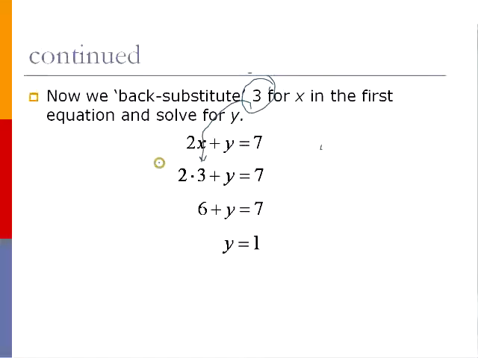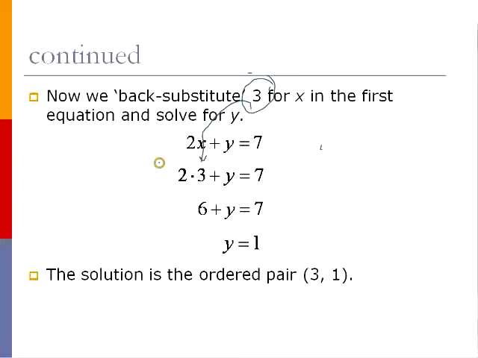2 times 3 is 6. Subtracting 6, we get 1. And this then gives us our final answer, which is the ordered pair (3, 1).